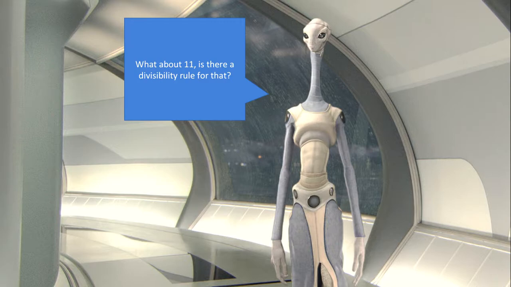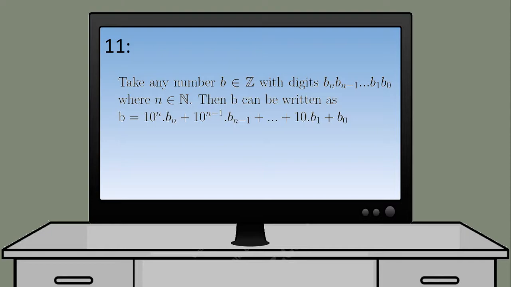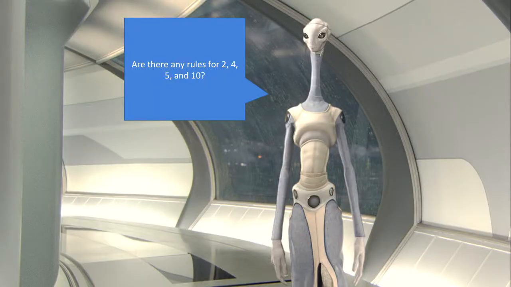What about 11? Is there a divisibility rule for that? A number is divisible by 11 if you add and subtract the digits in an alternating pattern. Take any number b with digits in the form shown on the screen. Then we can rewrite b in the form shown. We can raise this to the power of n and see that the remainders for each digit will either be 1 or minus 1 when divided by 11, as shown on the screen. Are there any rules for 2, 4, 5 and 10?